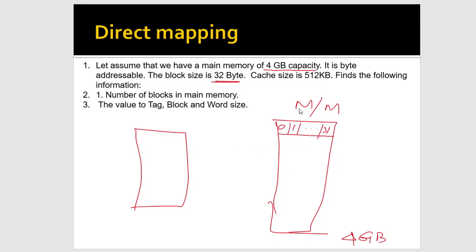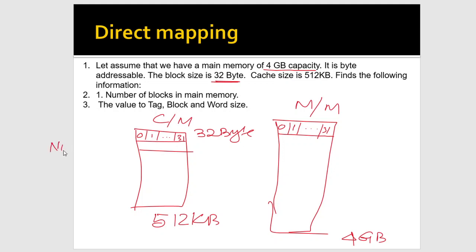Then the cache size is 512 KB. This is my cache memory, and its size is 512 KB. Also, the block size is the same: 0, 1, up to 31. And if the block size is 32 byte and the cache size is 512 kilobyte, then I can determine the number of blocks in the cache.